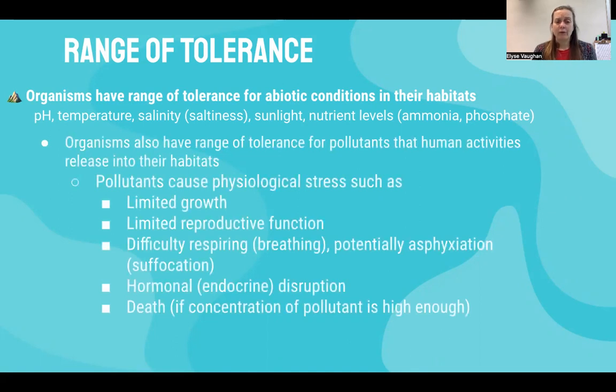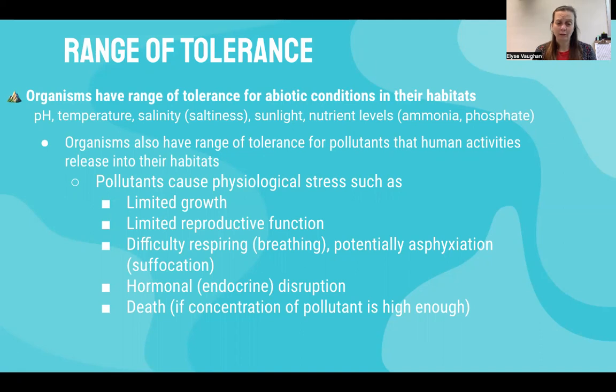But they also have a range of tolerance for pollutants that human activities release into their habitats. And sometimes the human activities can impact those other abiotic conditions: pH, temperature, salinity, nutrient levels, even sunlight. But when we talk about the pollutants, they cause physiological stress. That physiological stress might be limited growth. It might be limiting their reproductive function. It might be causing them difficulty with respiration or breathing, or in extreme cases, even potentially asphyxiation or suffocation.